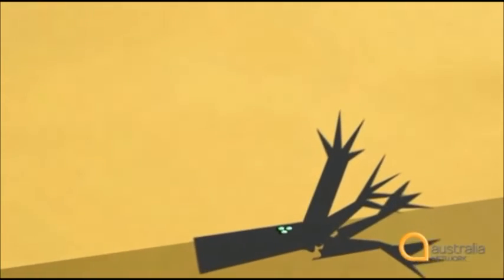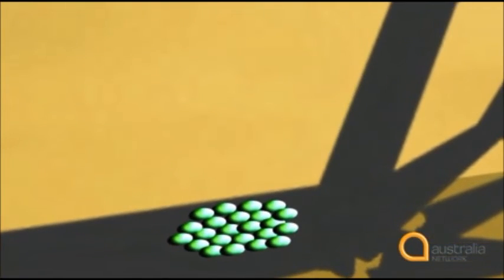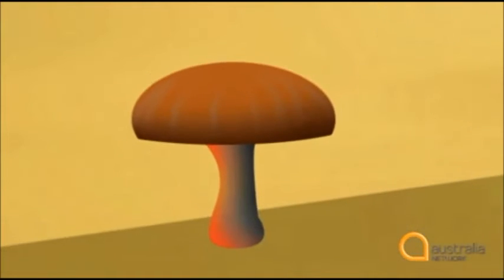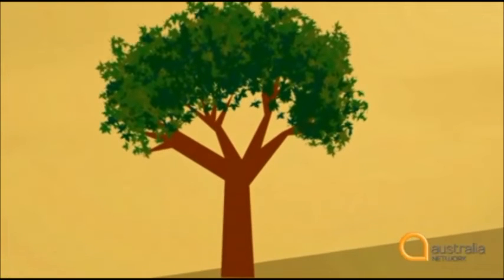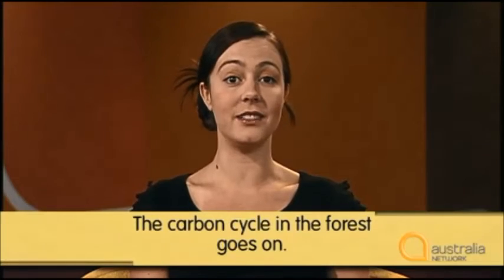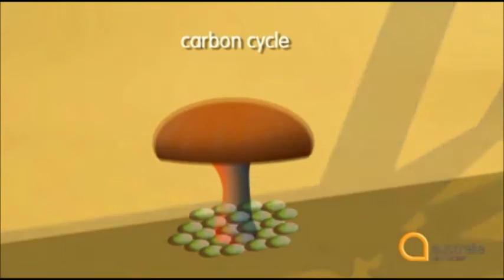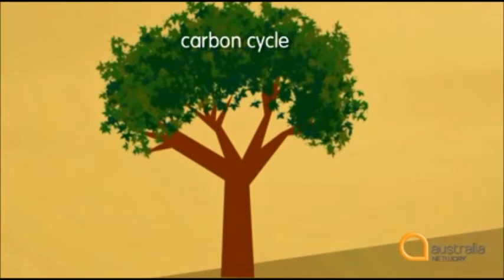And then what happens? The carbon cycle in the forest goes on. The organic matter helps new trees to grow again, and then those trees die. We're back to the first stage again. This is the carbon cycle.